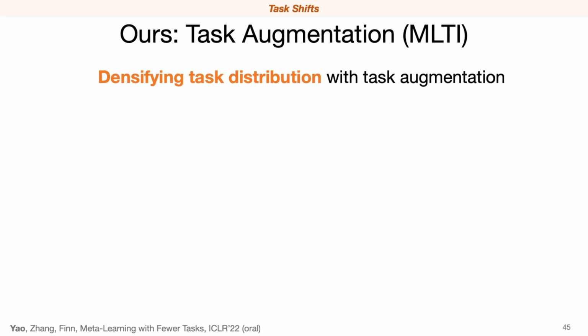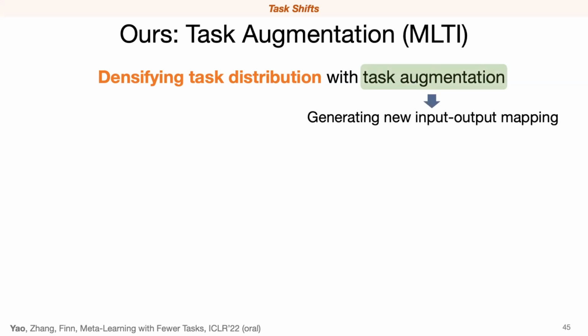Here, with task augmentation, our goal is to densify the task distribution. Task augmentation means that we need to generate some new input-output mappings. So to further judge what is a good augmented task, we propose 2 criteria.